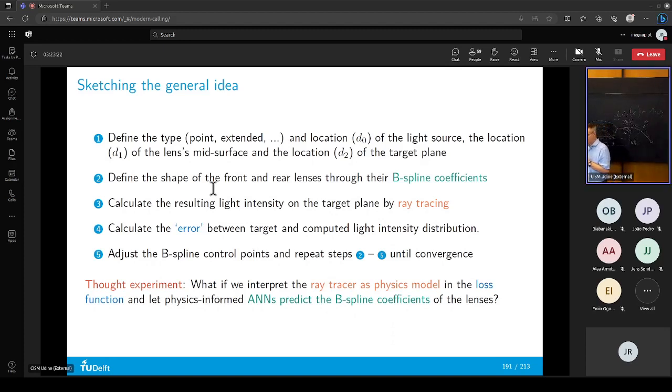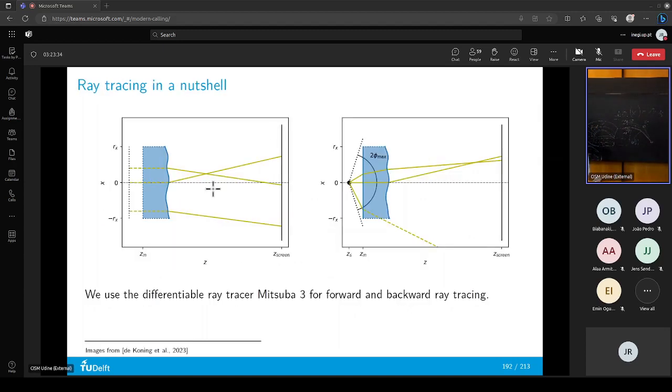It must be differentiable. If you look at all these computer graphics ray tracers, they are super fast, really optimized to the max, but most of them are not differentiable. And there is one, Mitsuba, and Mitsuba 3 is open source. It's also coming from EPFL, and they can do forward and backwards, so kind of differentiable ray tracing.